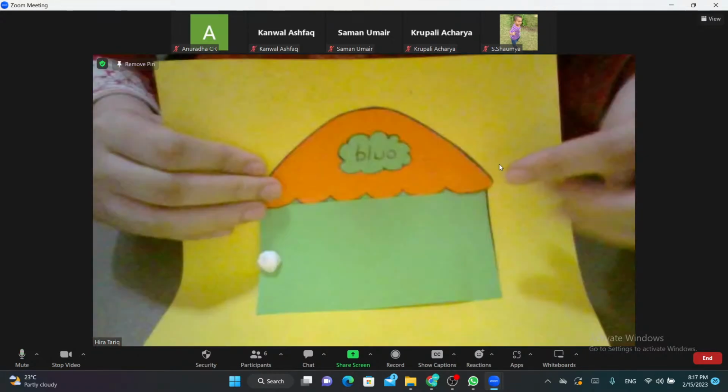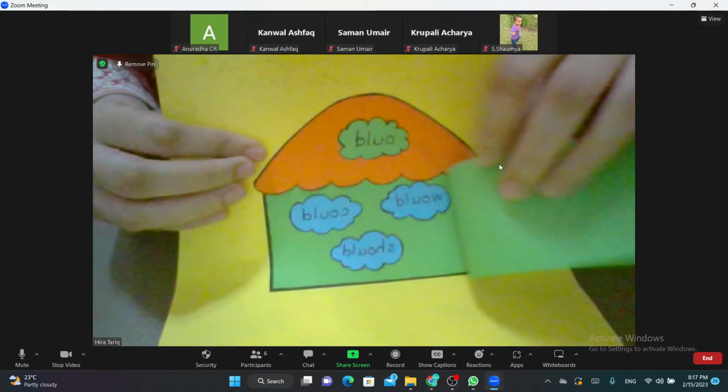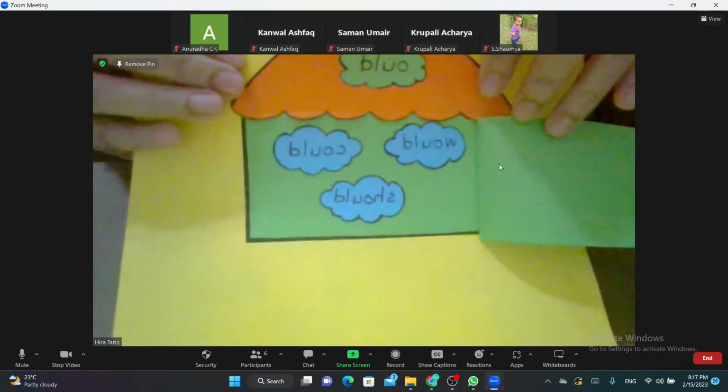Then you can also go for this one, OULD family. In OULD family, you have would, should, could, right? So you can also follow this approach.